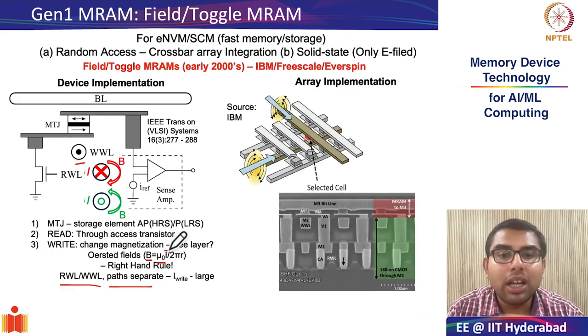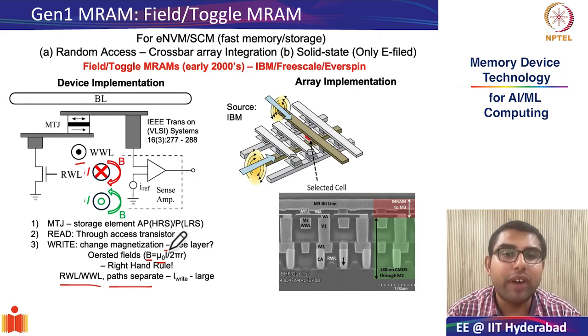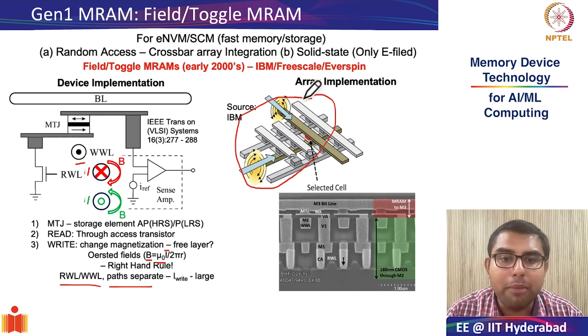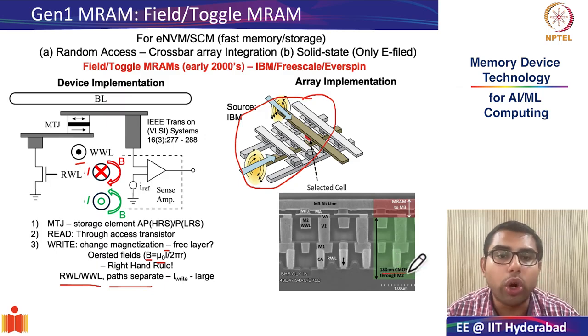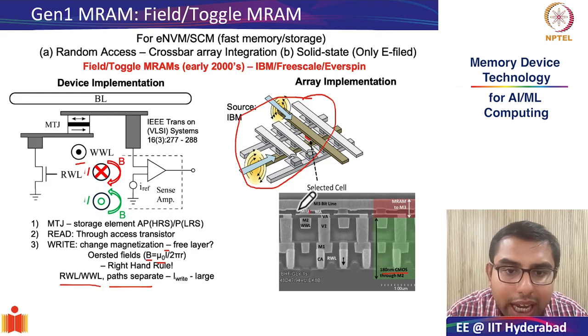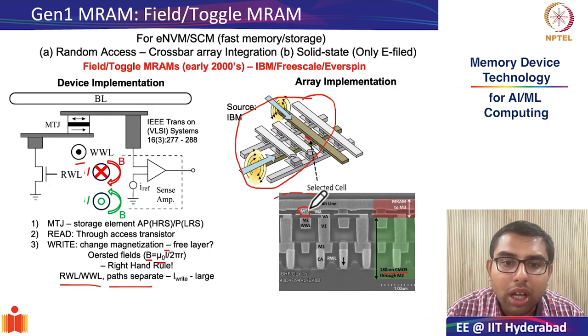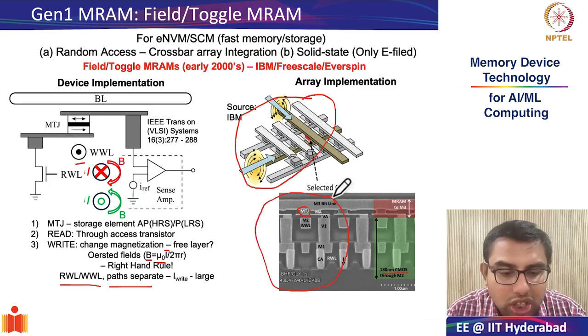Okay, so with this, let's look at the array level implementation of these devices. So here is the schematic of the array level implementation, and here is a cross-sectional SEM image which is done at the 180 nanometer CMOS node. It is very revealing to show that this is the tiny MTJ. The MTJ area is actually very small. Rest of the area is occupied by your access transistor.